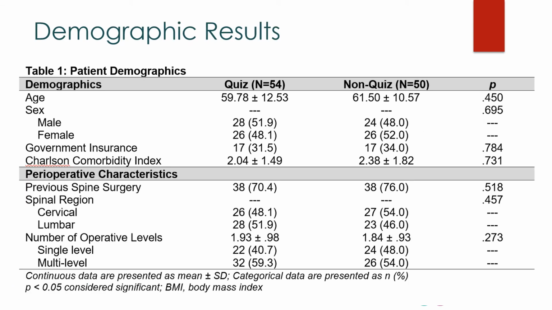Table 1 shows the patient demographics such as age, sex, government insurance, and Charlson Comorbidity Index, as well as perioperative characteristics such as previous spine surgery, spinal region, cervical or lumbar, and number of operative levels, single level or multi-level. This table demonstrates a fairly even distribution between the patients who took the quiz and those who did not.